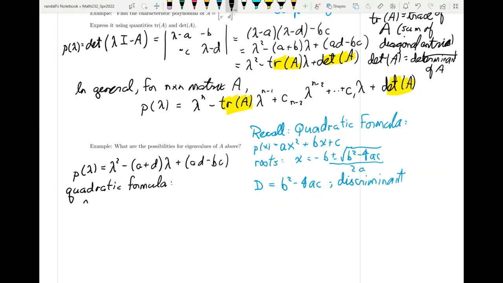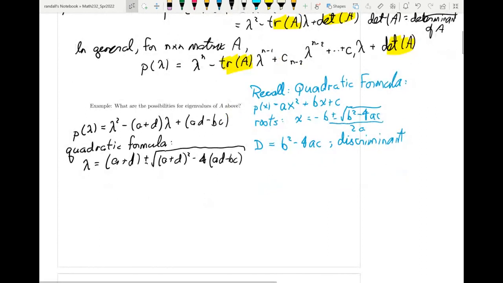Says that the roots lambda, let's call them, are given by a plus d plus or minus the square root of (a plus d) squared minus 4 times (ad minus bc), over 2a. In the quadratic equation the a was 1, but here it's 1 in the formula, not the a on the right, which we called a.